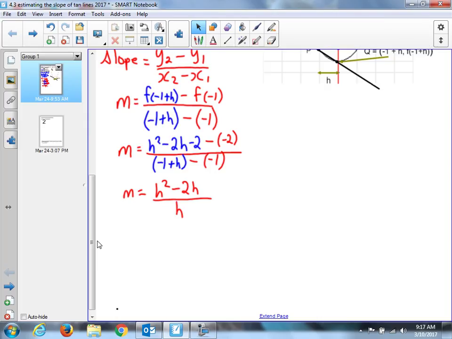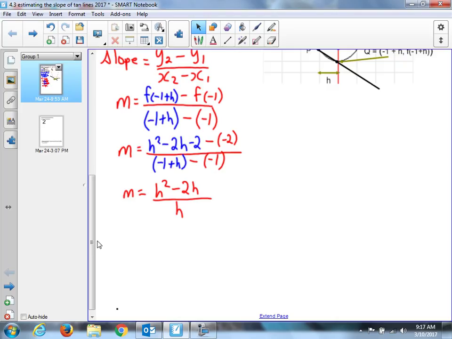What do you do with the h there? Can we simplify this a little bit? Yep. Will we come up with a number for the slope, though? No, we'll come up with this dumb expression. H squared over h, or h minus 2, won't we?